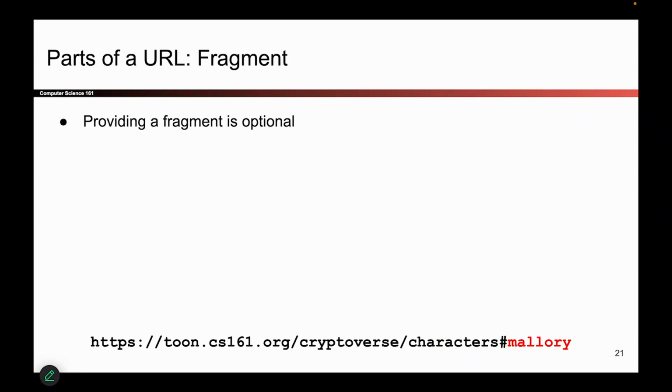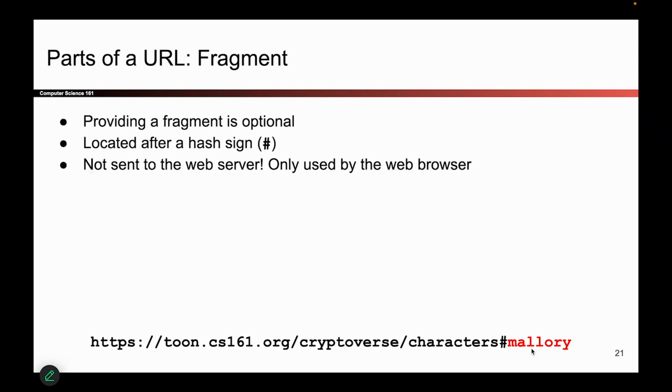OK, I realize this is not the most interesting part of today, but there's a couple more we have to get through. Sometimes you will see a hash symbol like this, and then something comes after it. And this is called the fragment. This is optional. You will often see URLs that don't have the fragment.